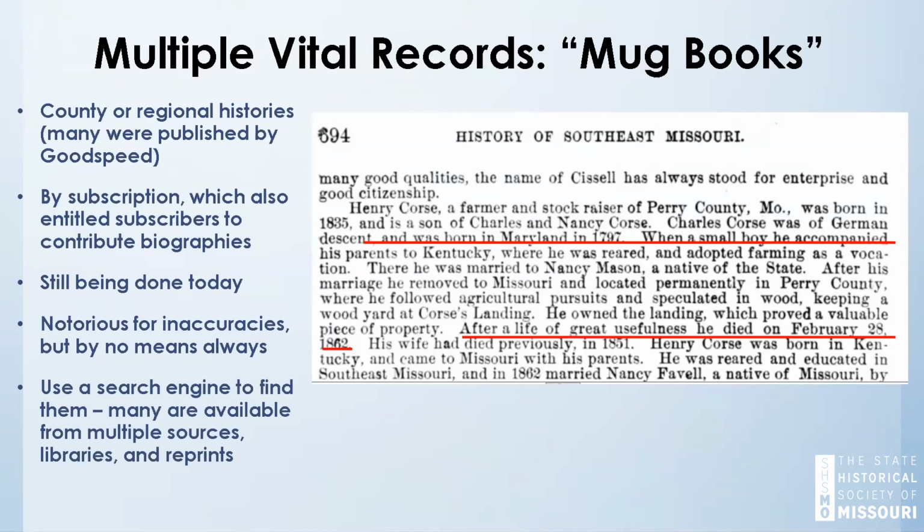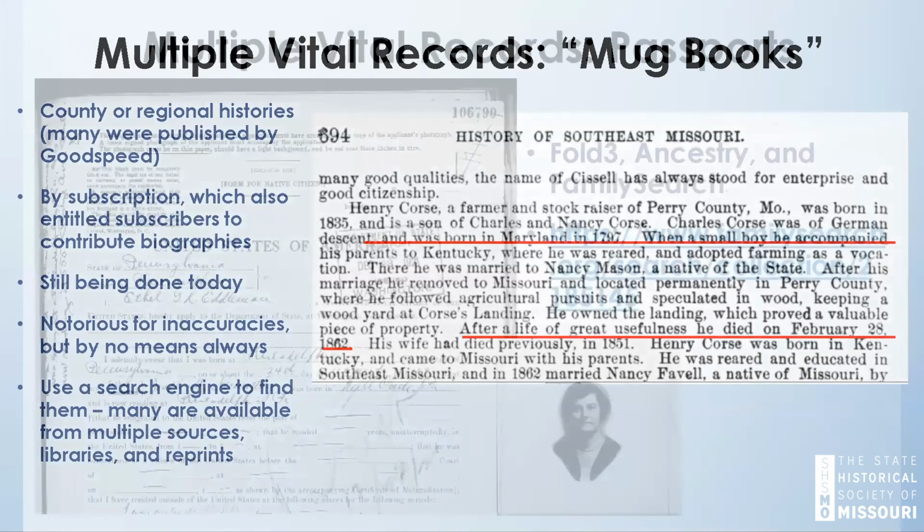You can use a search engine to find them for different areas. Some areas had a Goodspeed's history, some didn't. Some were other outfits, some were locally funded and produced. So a lot of these are available on HathiTrust and some of the other book websites because they're older than 90 years old and they've been scanned in. The State Historical Society has most of these for Missouri, if not all, in the library in Columbia.